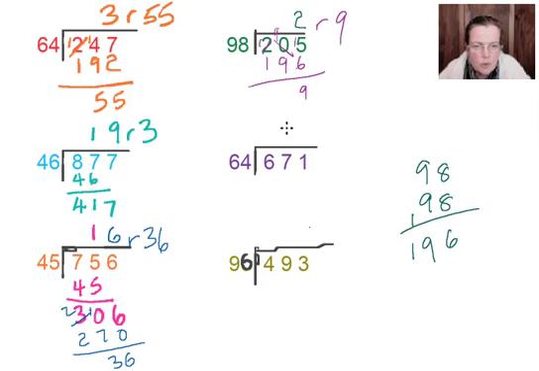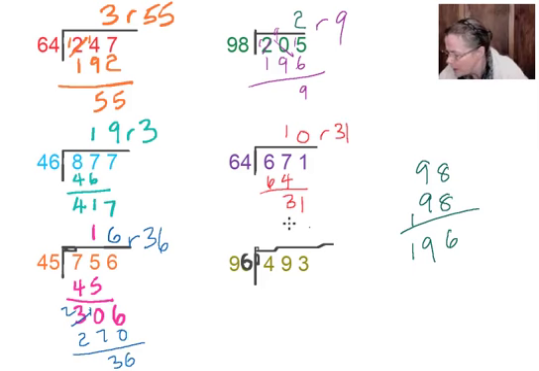64 into 67. Oh, I like that one. That's good, isn't it? It goes in once. 64, remainder 3. Bring down the 1. 64 into that goes in nothing, does it? It does not go in. So it's remainder 31 because they've got 31 left. Yes, we agree with the answers. And now it all went wrong with this one.